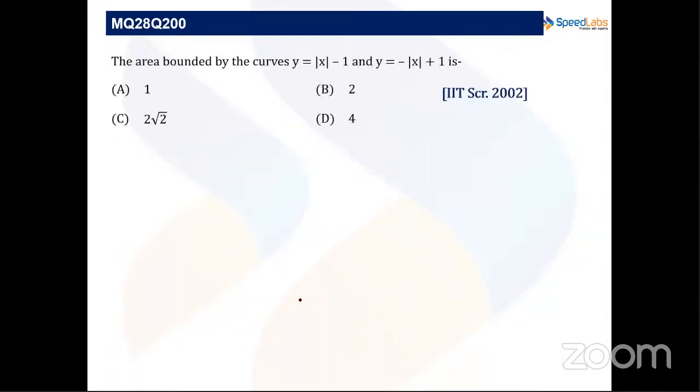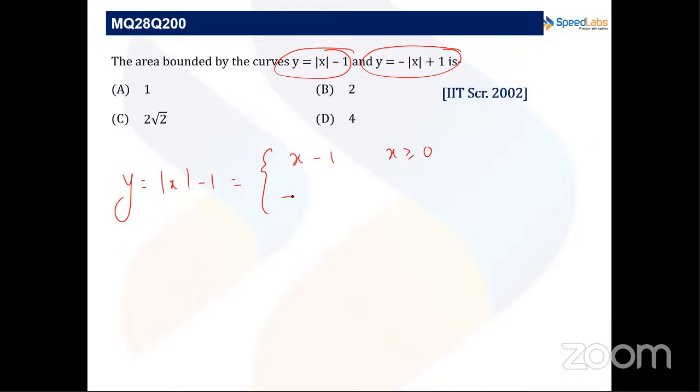Moving to the next question. The area bounded by the curves y equals |x| minus 1 and y equals minus |x| plus 1. First of all, we should rewrite these two. For y equals |x| minus 1, we write it as x minus 1 for x greater than or equal to 0, and minus x minus 1 for x less than 0.